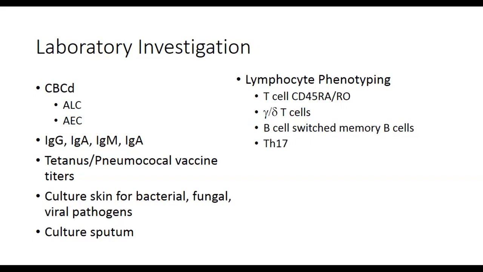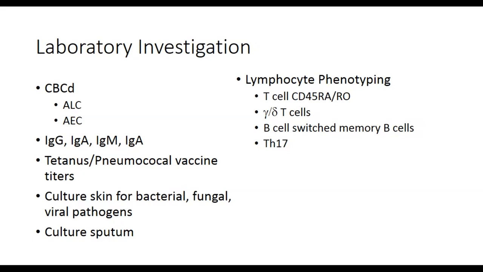So when we look at the T cells, we want to make sure we're looking at the T cells in terms of their naive and their memory cells. Because as you saw in those slides, the different syndromes had different patterns of what we see, and knowing the differences there can help us to think about what genetic diagnoses may be more likely.